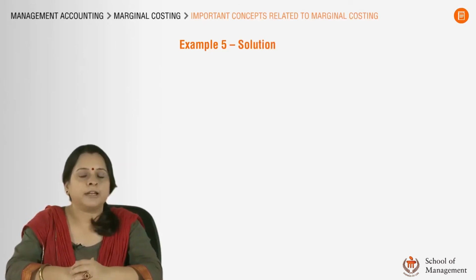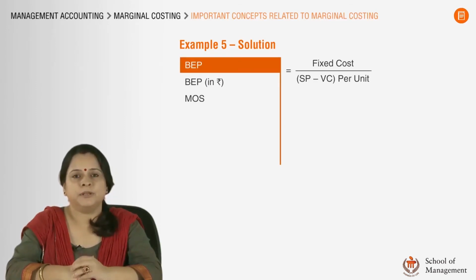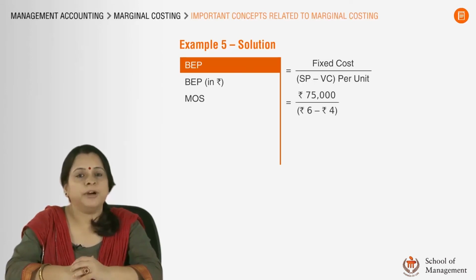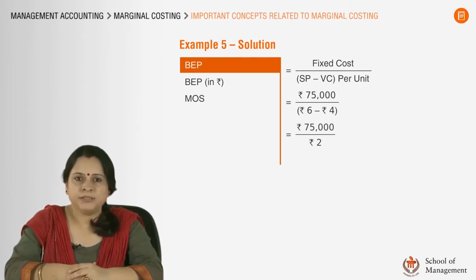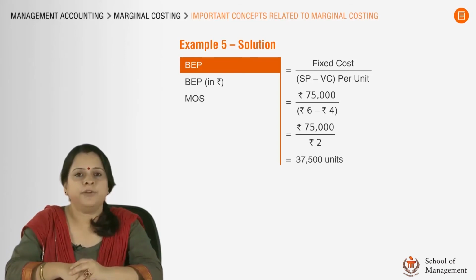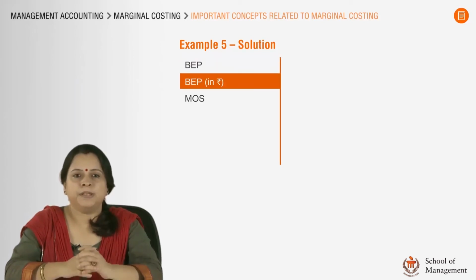We know the formula for calculating break-even point is fixed cost divided by contribution per unit. We know fixed cost is 75,000 rupees. Contribution per unit is selling price per unit minus variable cost, that is 6 rupees minus 4 rupees. So, contribution per unit works out to be 2 rupees per unit. Break-even point therefore is 75,000 divided by 2 rupees, or 37,500 units.